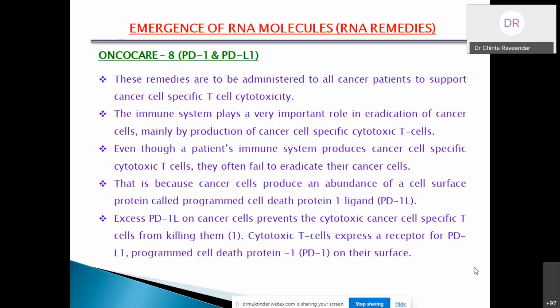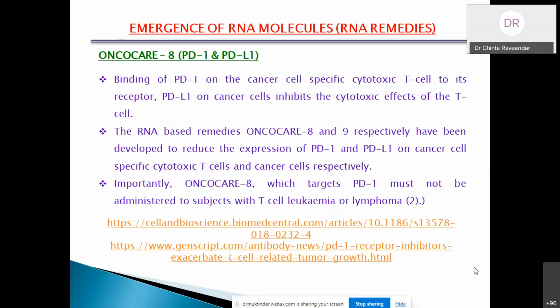Why? That is because cancer cells produce an abundance of a cell surface protein called programmed cell death protein 1 ligand, that is PDL1. This is on the cancer cell. Excess of PDL1 on the cancer cells prevents the cytotoxic T cells from killing them. If the cancer cell is overexpressed with PDL1, our T cells cannot act on them. Why? Cytotoxic T cells also express a receptor, PD1, the programmed cell death protein 1. One is PDL1 on the cancer cell, another is on our cytotoxic cell. If these two are there, the efficacy of our immune system in killing cancer cells is reduced.